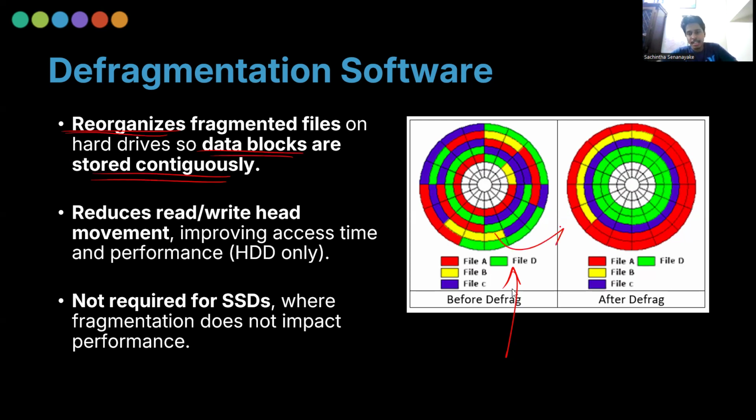So as a result, you'll end up cleaning up your hard disk drive so that all the files are now contiguous. You can access them from one place all the way to the end without having the read-write head move like a DJ. It's very easy to access the entire disk in one fine sweep without having the read-write head undergo a seizure. So it reduces read-write head movement, improving access time and performance.